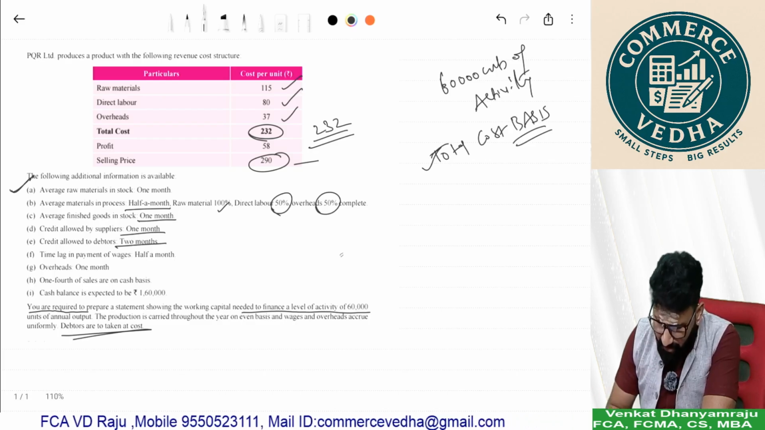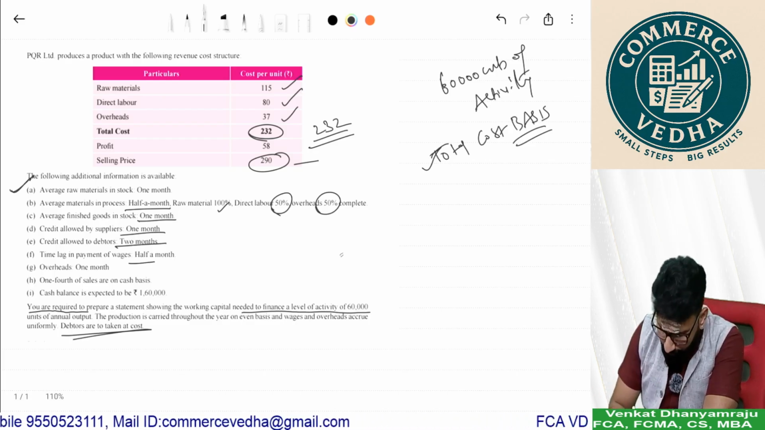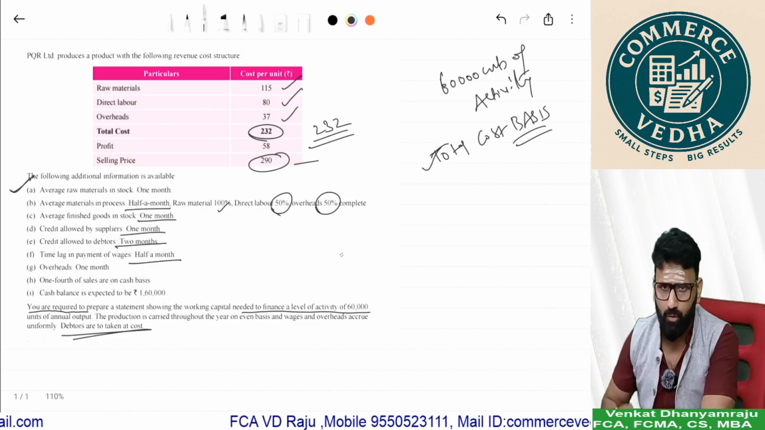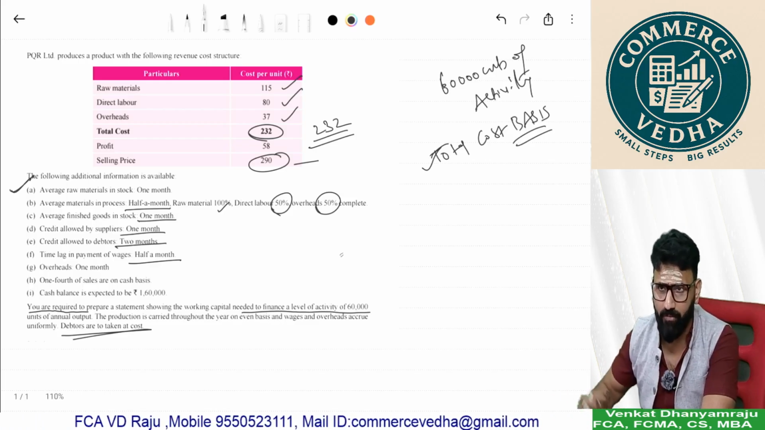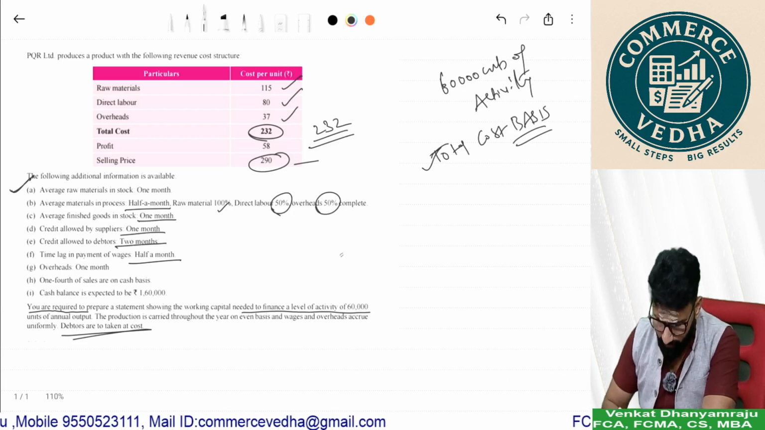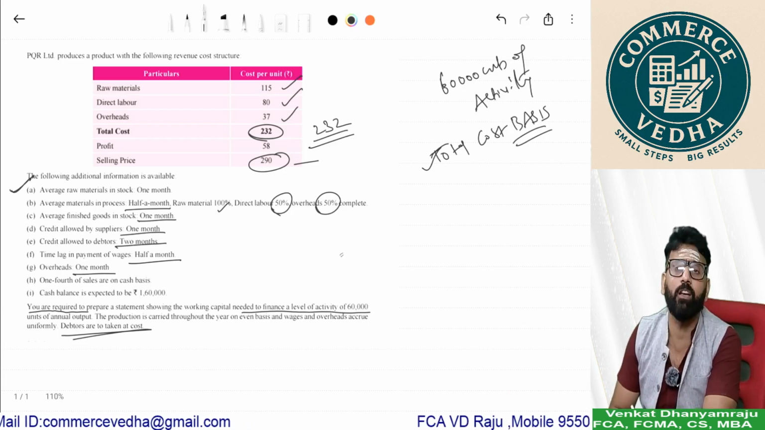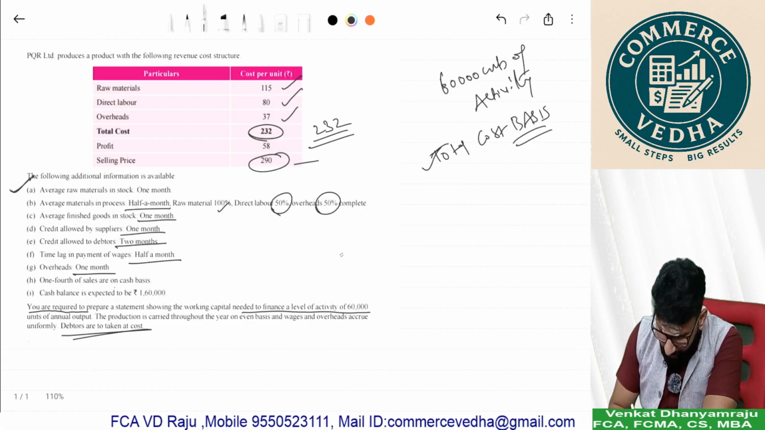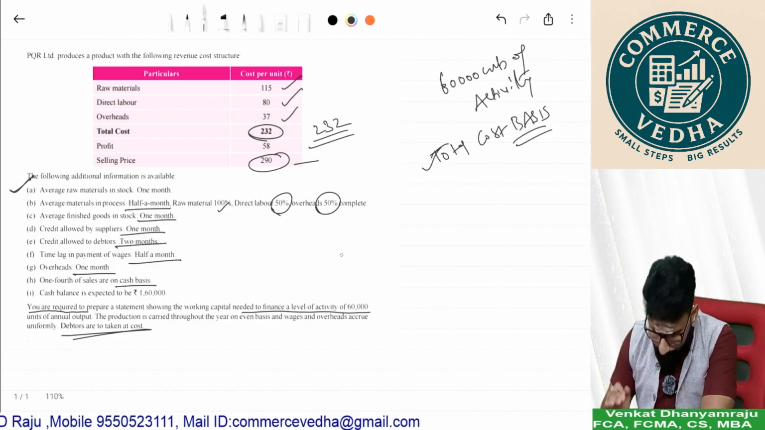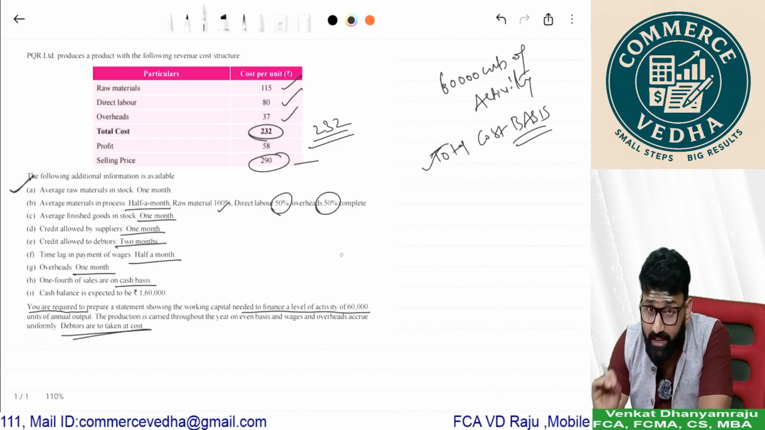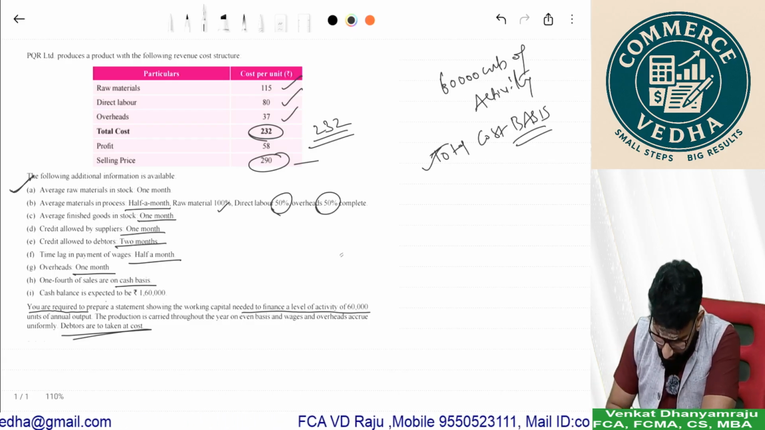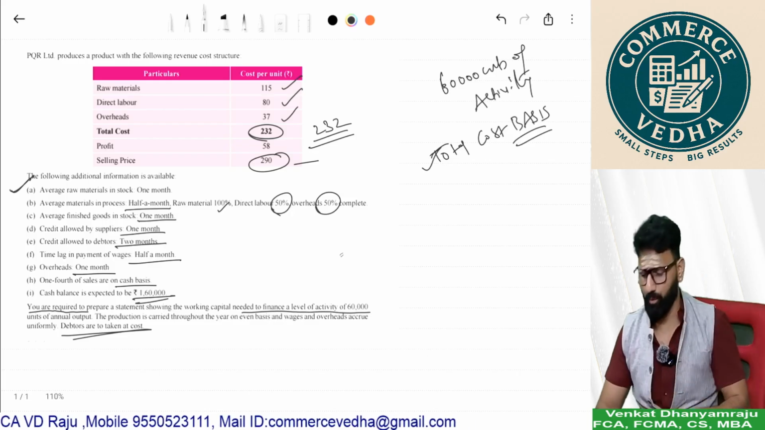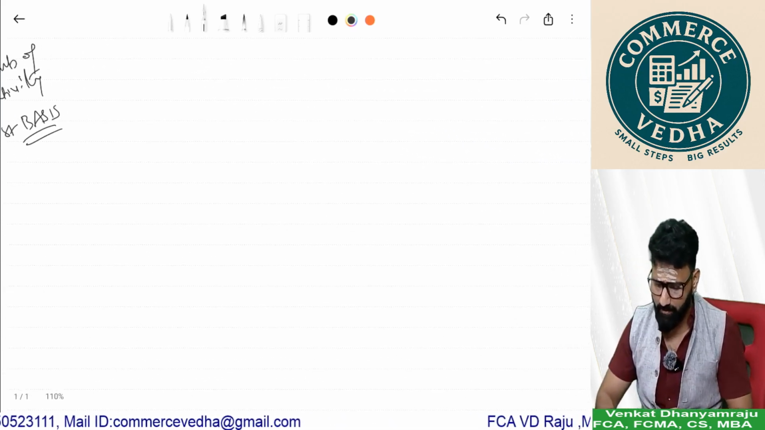Time lag in payment of wages: wages you can pay half a month later, which means 15 days. Wages will be given at the month end, you can pay 15 days after. Overheads 1 month. Overheads are to be paid 1 month later. And 1/4 of sales are on cash basis. It means the balance 3/4 are only credit sales, and cash balance expected is 160. So all the data is given. Now what I should do is prepare a working capital statement.